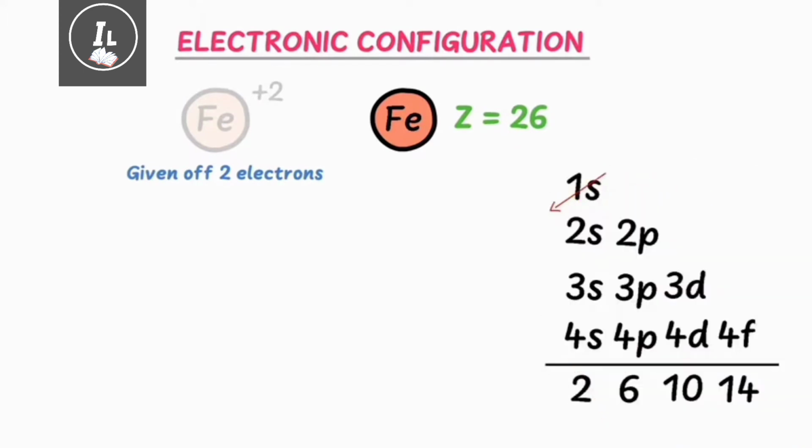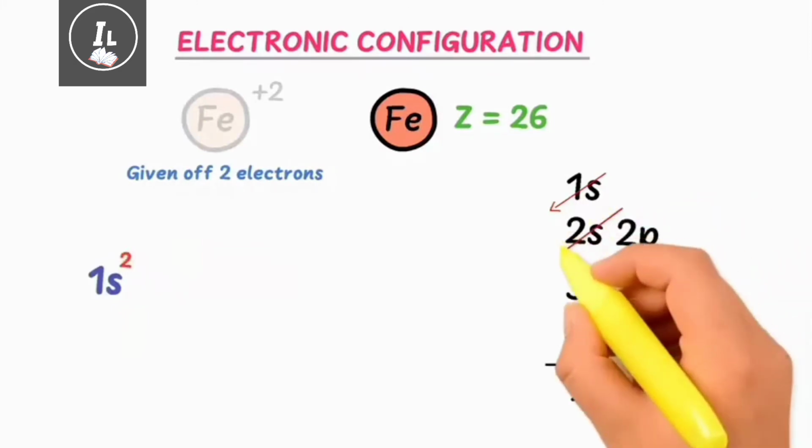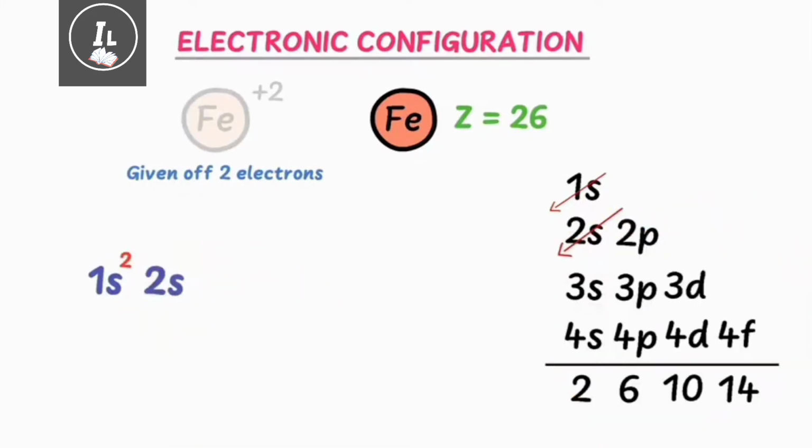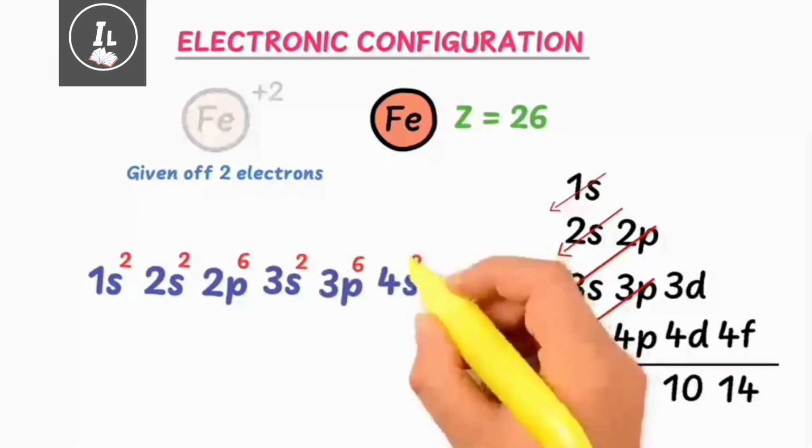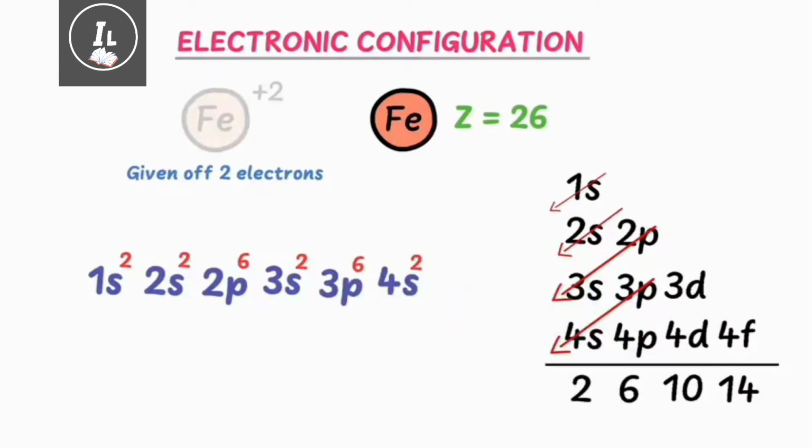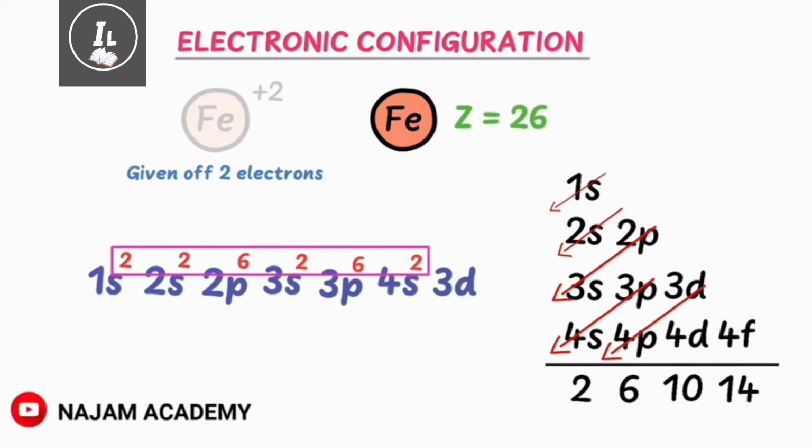I cut 1s and write here 1s. Then write 2 over 1s. I cut 2s and write 2s here. I write 2 over 2s. I cut 2p and 3s and write it here. I write 6 over 2p and 2 over 3s. Then I cut 3p and 4s. I write 6 over 3p and 2 over 4s. Then I cut 3d and 4p. I write here 3d. Now 2 plus 2 plus 6 plus 2 plus 6 plus 2 is equal to 20.